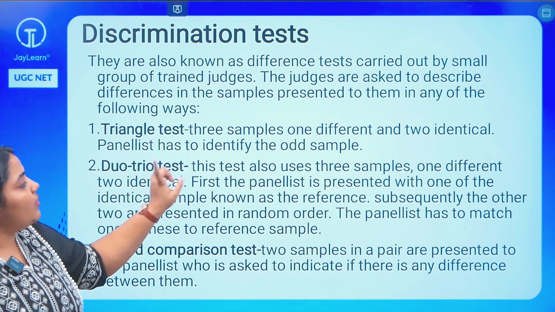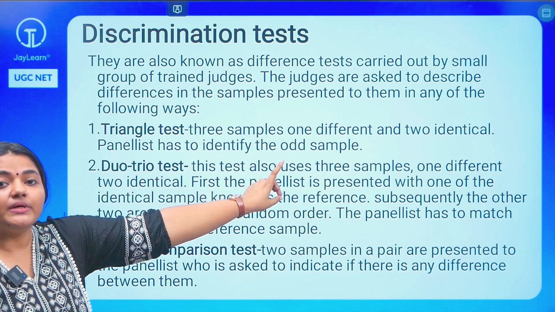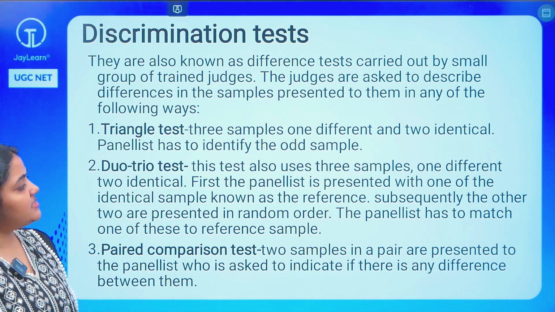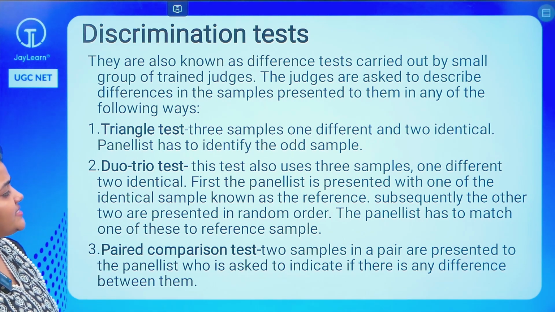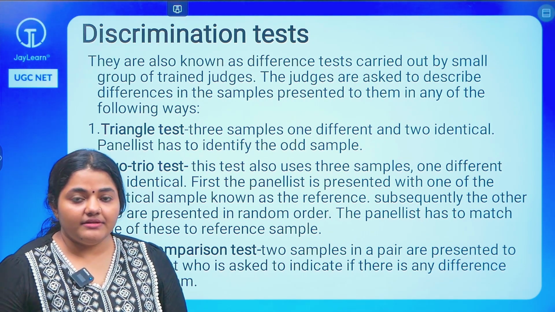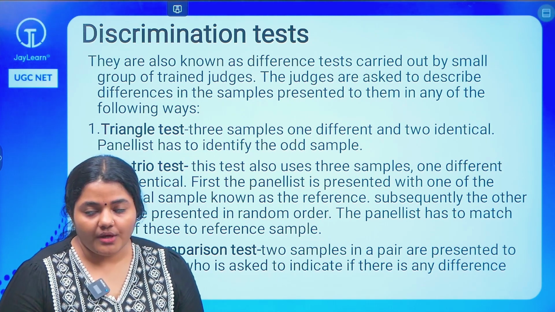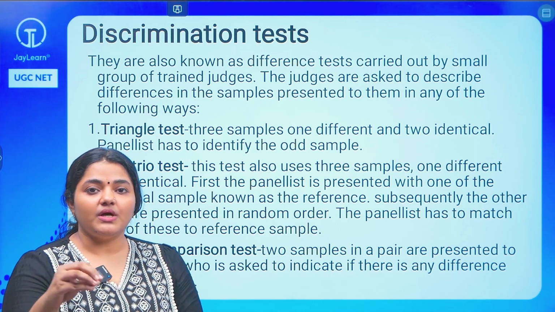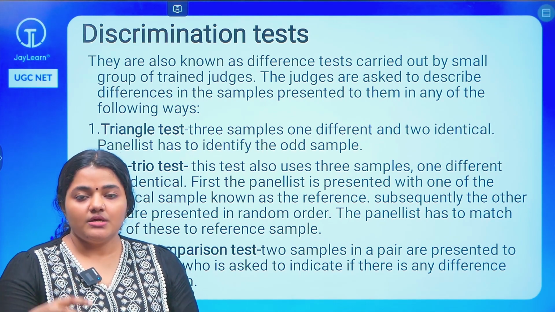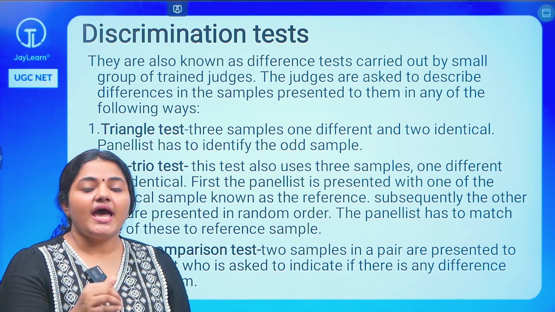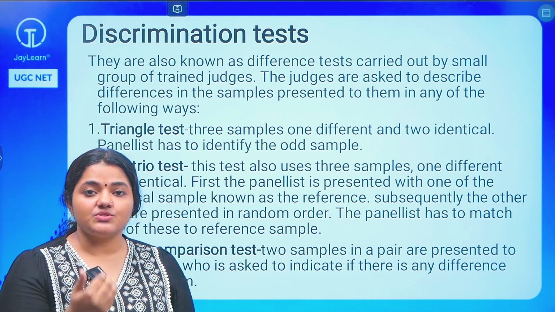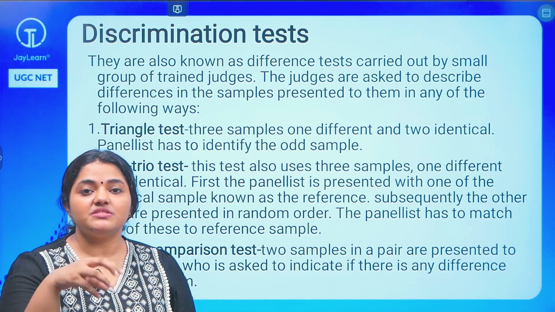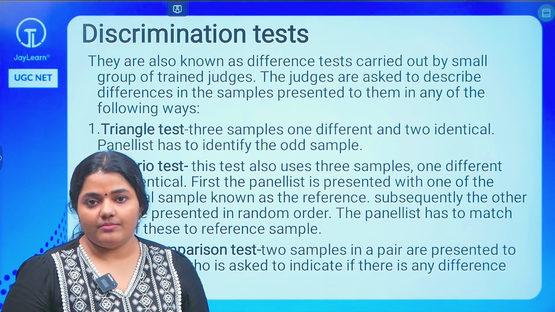The panel member only has to identify the odd one out sample. In the next one, which is duo-trio test, again 3 samples are used. 2 of them are identical and 1 is odd one out, but the panel member is already told which one is kept as a reference. So 1 is kept as a reference, and the panel member is asked to identify which of the other 2 samples is closer to, or similar to, the reference sample.